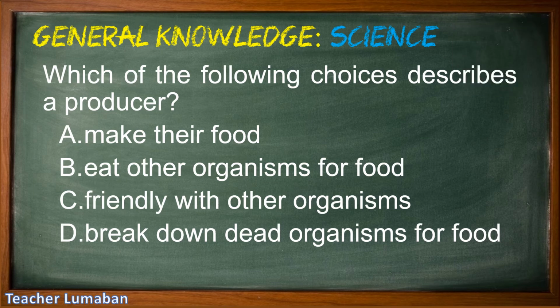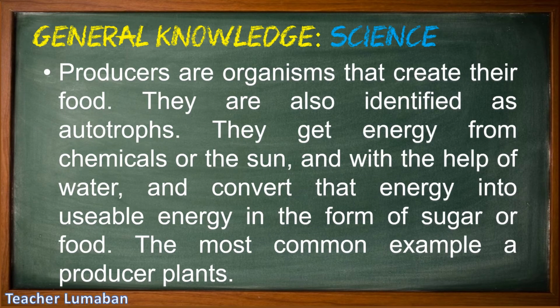The correct answer is letter A, make their food. Producers are organisms that create their food. They are also identified as autotrophs. They get energy from chemicals or the sun, and with the help of water, convert that energy into usable energy in the form of sugar or food. The most common example of producers is plants.